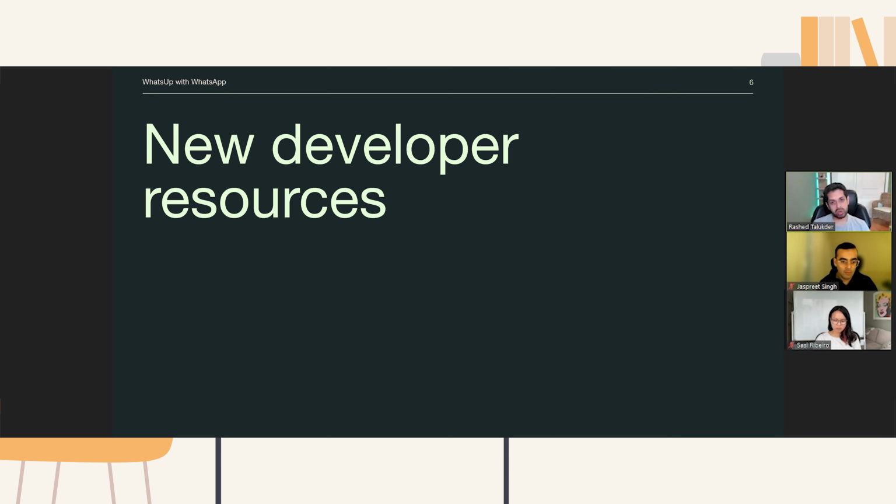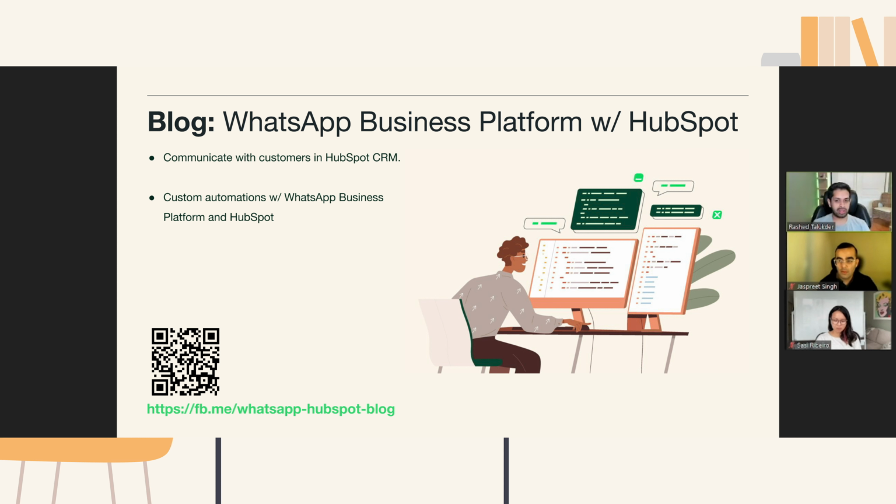All right, new dev resources. I published a new blog for HubSpot. HubSpot is mainly a CRM. They've got other hubs for marketing and other automations that you could do. But now with this blog, the thesis is that you can use WhatsApp to communicate with your customers through HubSpot CRM and, vice versa, receive the messages as well.